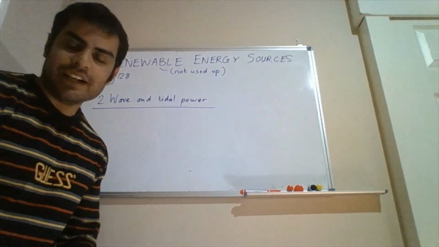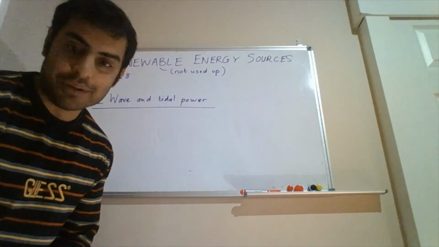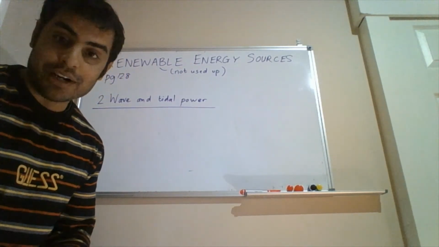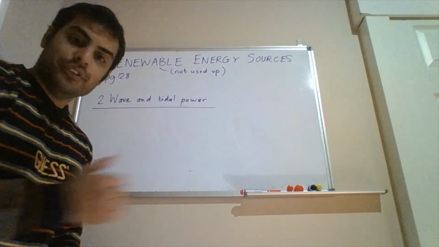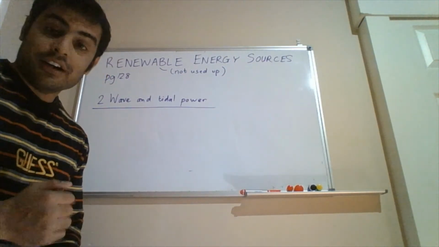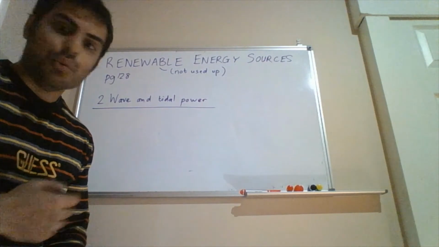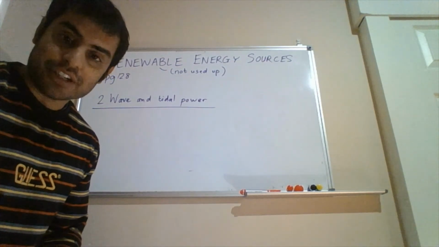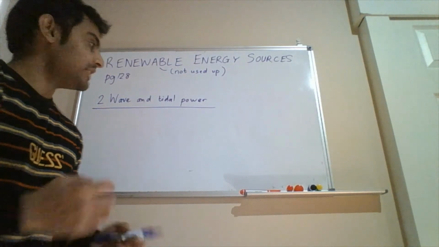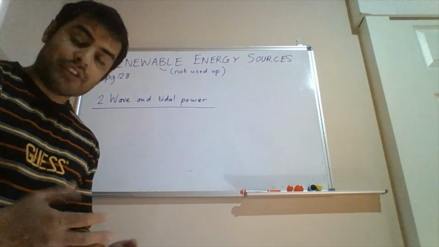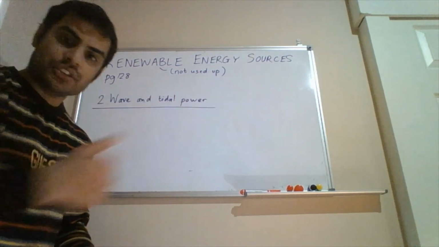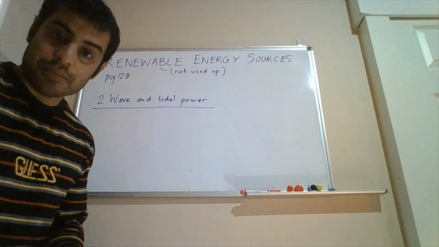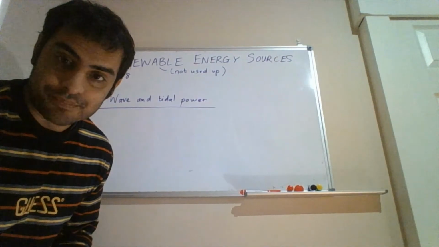So next up we have wave and tidal power. This operates in much the same way as hydropower. The tide moves back and forth twice a day, and the waves move back and forth continuously during the day. So you can build a turbine, the generator, underwater, and the motion of the waves moving back and forth will spin the blades of this turbine and generate electricity.